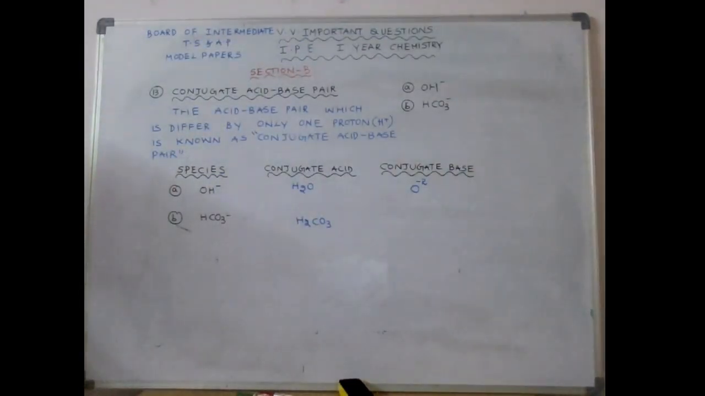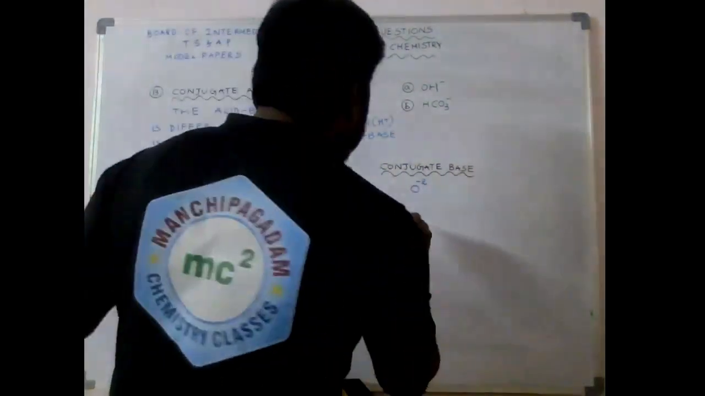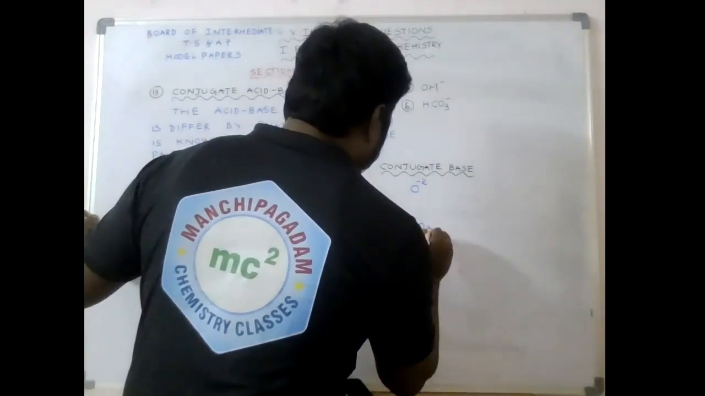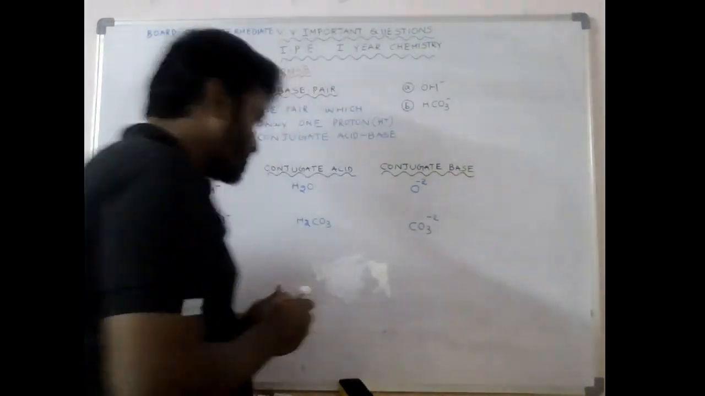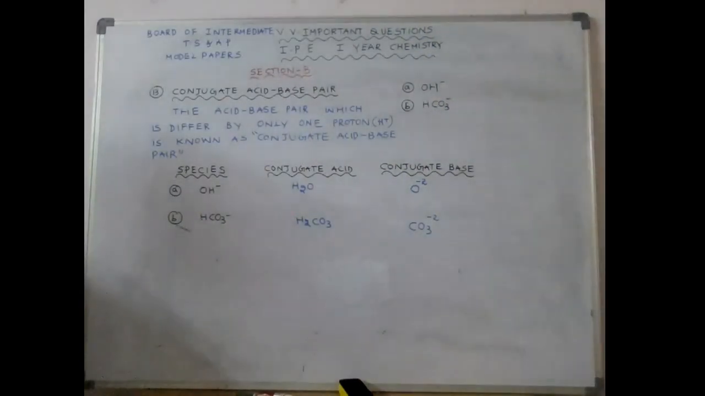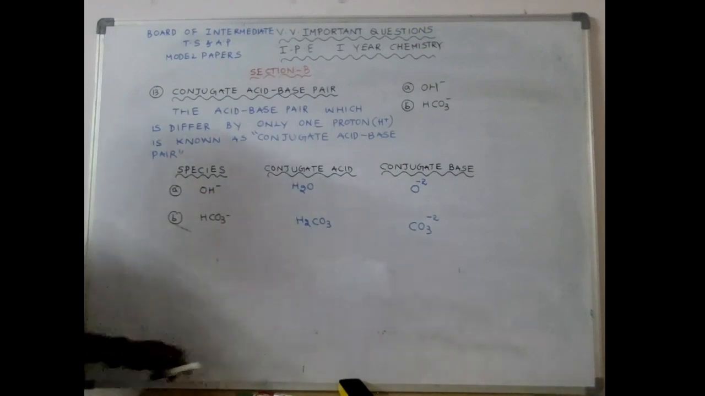Conjugate base, try to answer. Pause it and try to answer. HCO3 minus, we have to remove 1 H plus. CO3 minus is already there, and 1 more H plus we are removing, that is why 1 more minus will come. So that will give CO3 minus 2. That's it. Very simple, right? So define this and write this. Try to practice them.